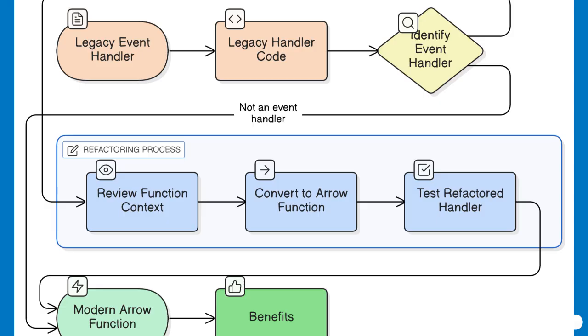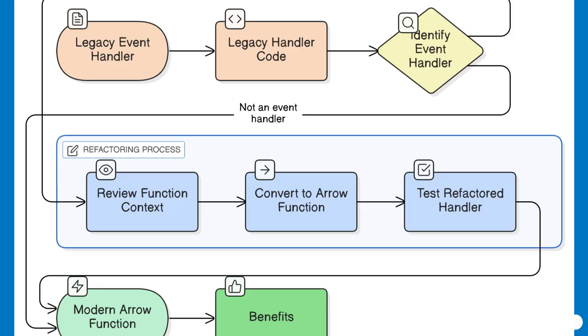Arrow functions elegantly solve this problem by capturing this from their surrounding lexical scope. Unlike traditional functions, arrow functions do not define their own this at all. They inherit it from where they are defined, not from how they are invoked. This means that when you write an event handler as an arrow function inside a class method or constructor, this will always refer to the instance you expect. The result is code that is shorter, easier to read, and far less error-prone.